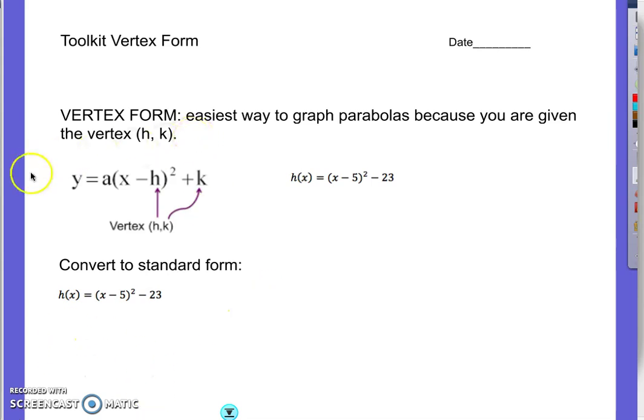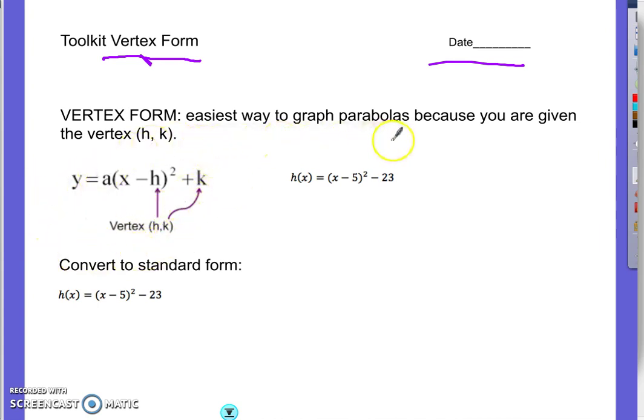This is Vertex form, and I want you to make sure you have a label in your table of contents, and a date. Make sure you put this in your table of contents, okay? So, Vertex form is right here.